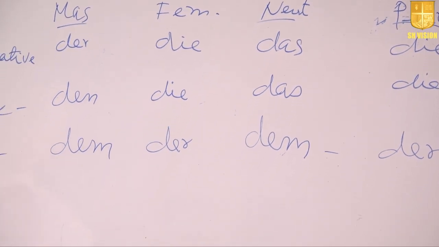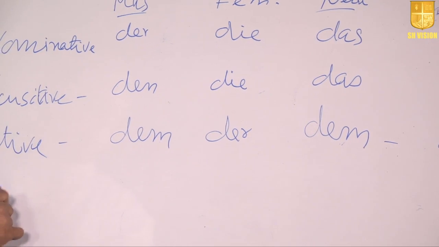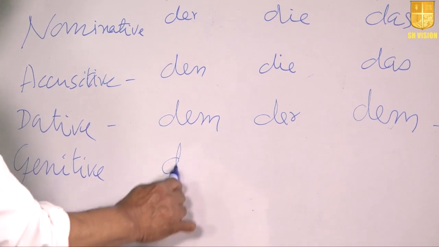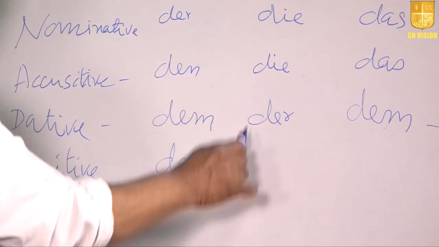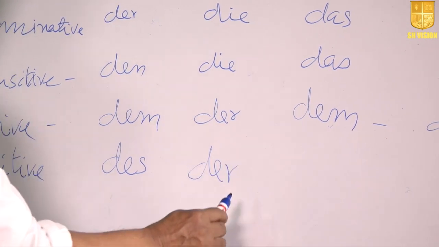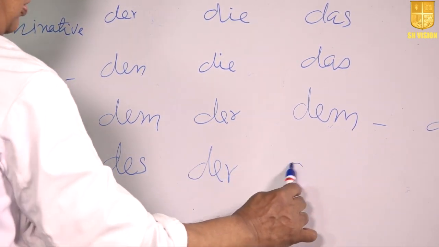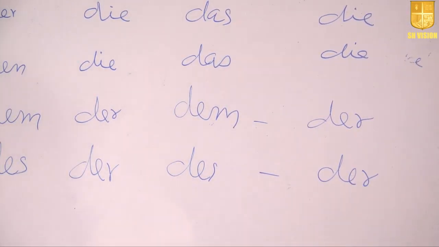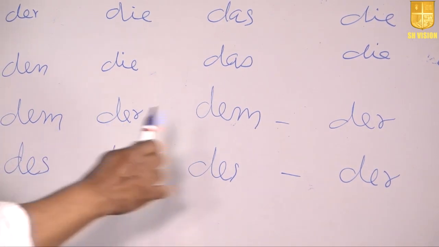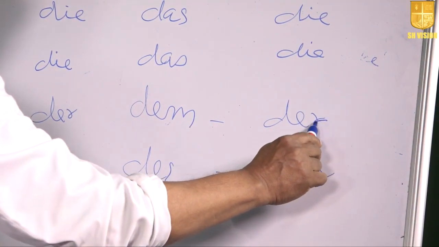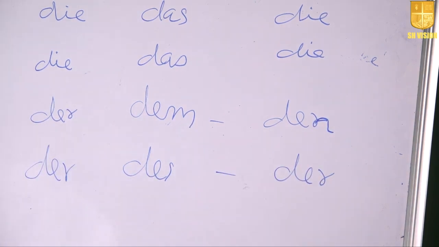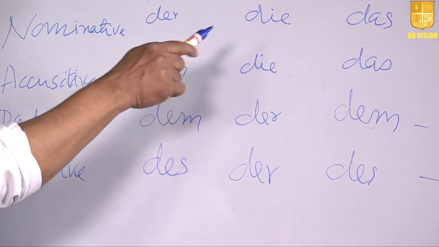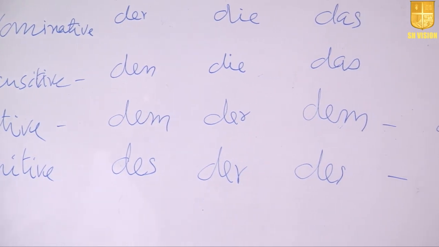Then genitive. Des, der, des. Genitive neuter is also des. Plural is der. Dative case plural is not der, it is den. Den is also the masculine accusative case. So some of the articles are used several times.